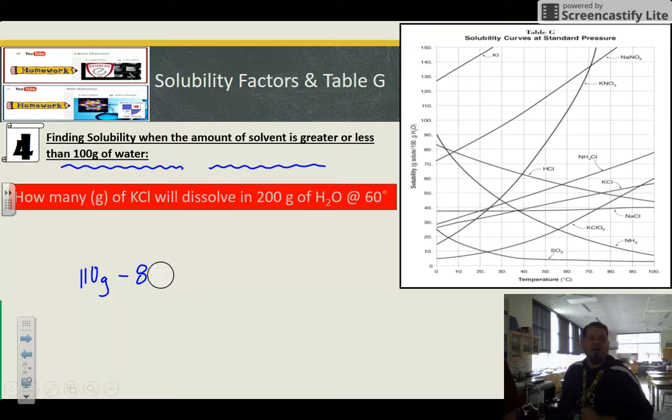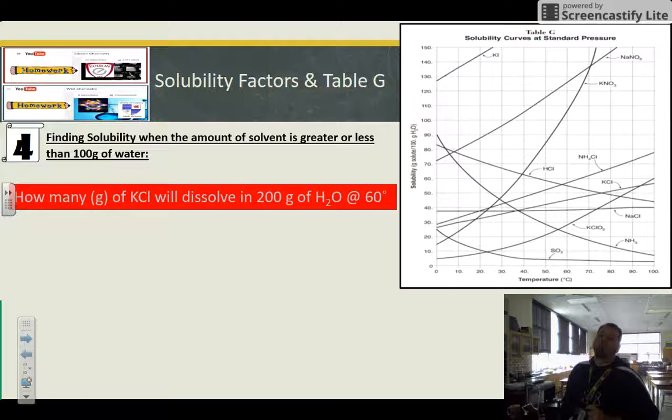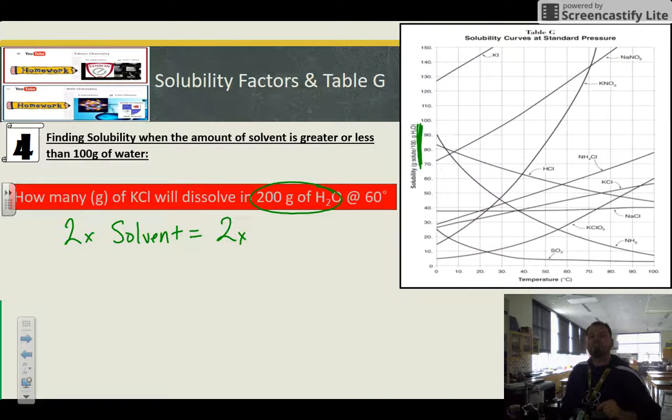Okay? Now, it says finding solubility when the amount of solvent is greater or less than 100 grams. This is a classic Regents trick to play on us. That 200 grams is important because notice this chart is based on 100 grams of water. Well, if I have twice the water, do you think I can dissolve twice the stuff? You're right. I can. And here's the other piece. If I have half the water, I can only dissolve half the stuff.